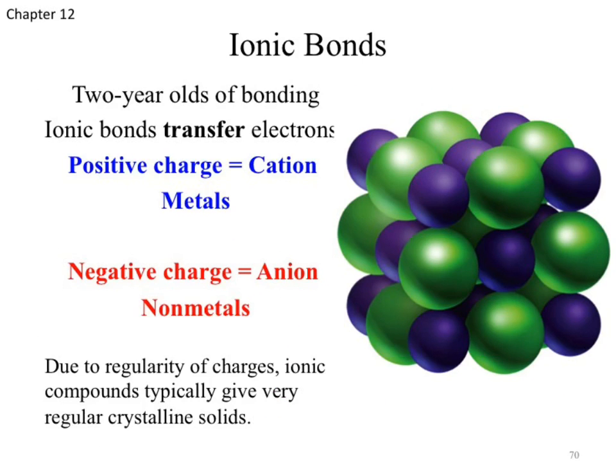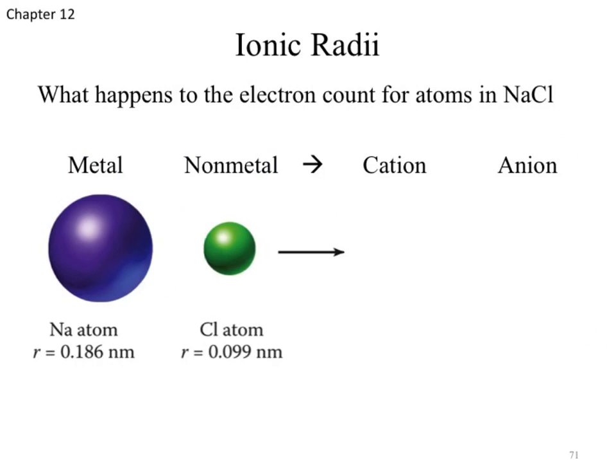Okay, in our ionic bonds, cations, anions. Anions are typically nonmetals, cations are typically metals. You get these very regular shapes. Okay. What happens to the ionic radii when we go through and make a cation and anion? So if we take a sodium atom and we bond it to a chlorine atom, we would get sodium ion and chloride ion. What happened to the sodium to go from sodium atom to sodium ion?